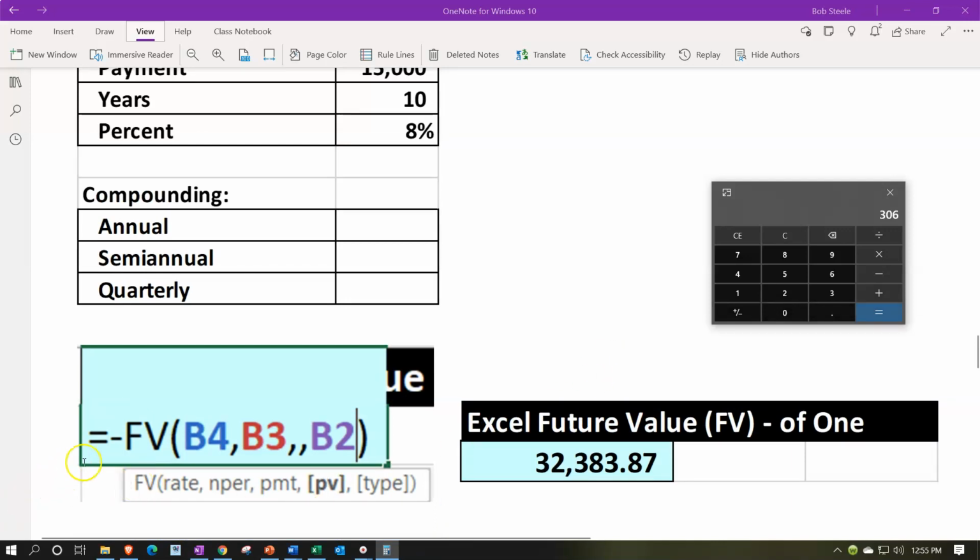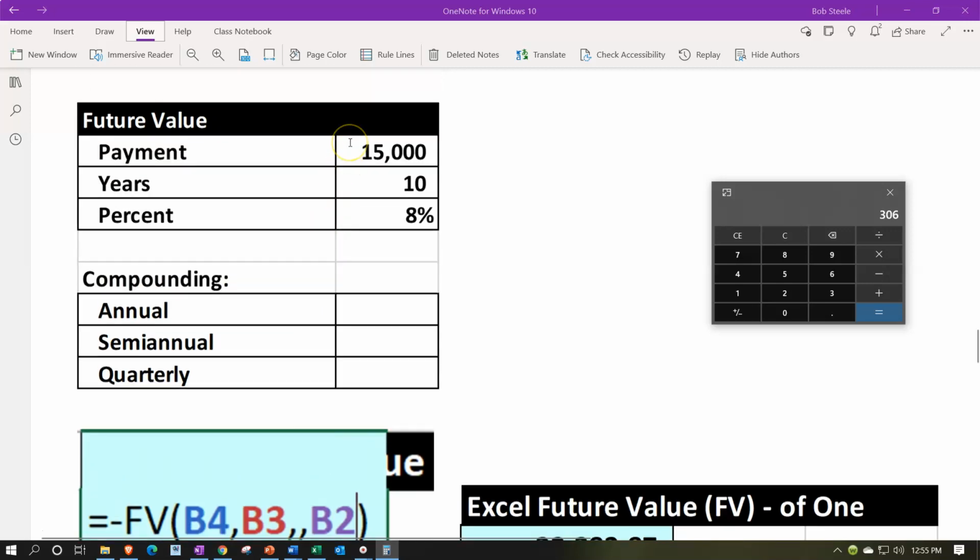So it would look something like this. This would be a future value calculation. The rate, if we're doing it annually, would simply be the rate, which would be this 8%, that cell, comma, number of periods would simply be 10, then comma, because we're doing a present value, would be the B2, which would be the 15,000.